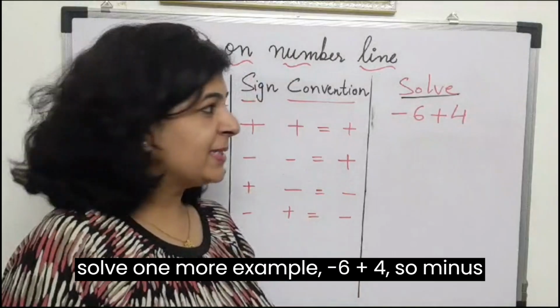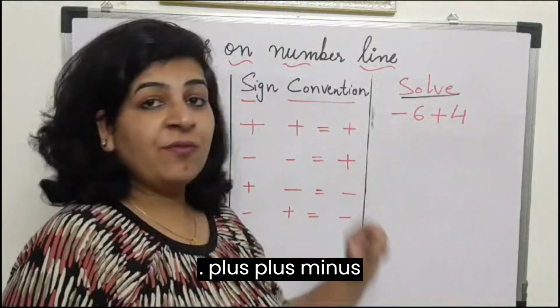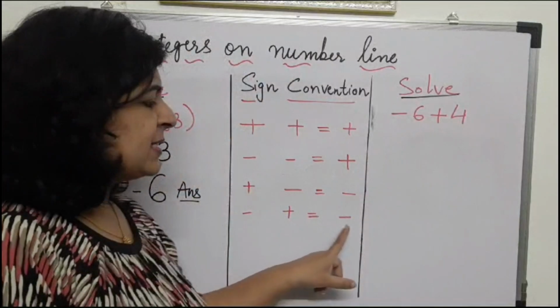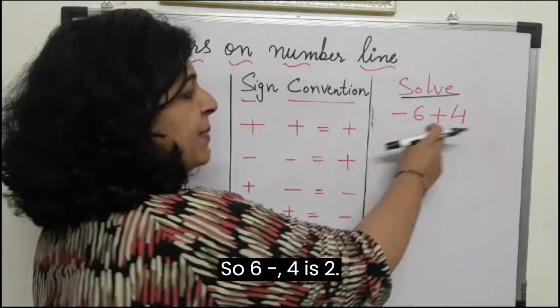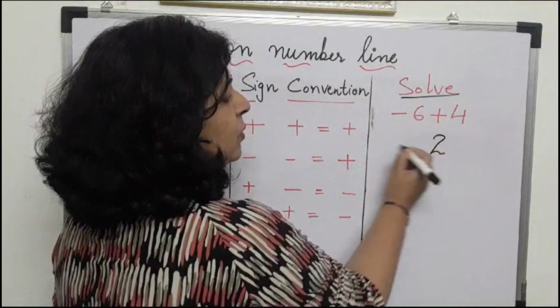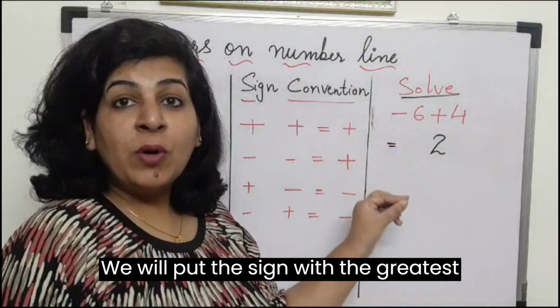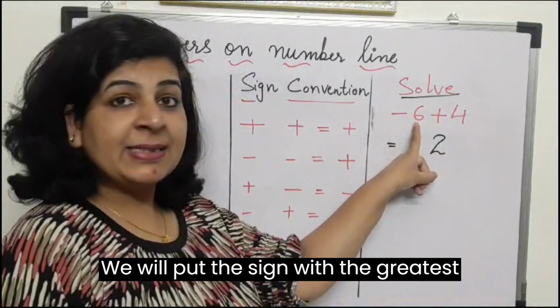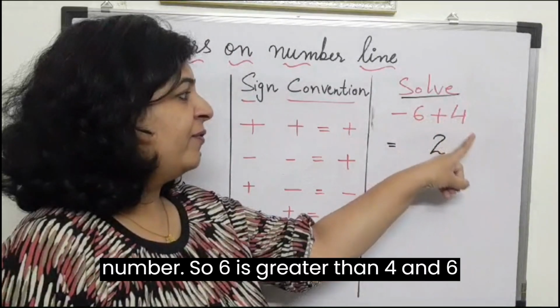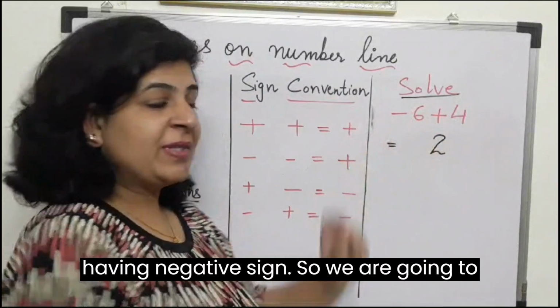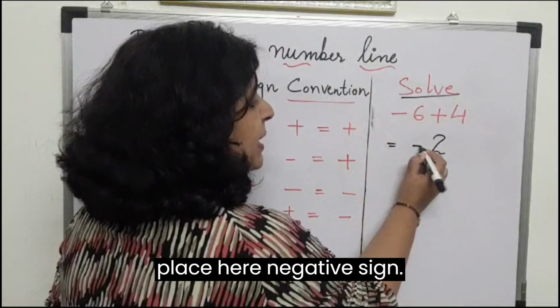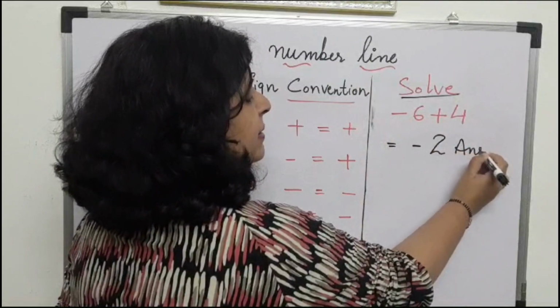Let's solve one more example. -6 plus 4. So minus plus is minus. So 6 minus 4 is 2. Right? But now which sign do we need to put? We will put the sign of the greater number. So 6 is greater than 4 and 6 has a negative sign. So we are going to place a negative sign here.